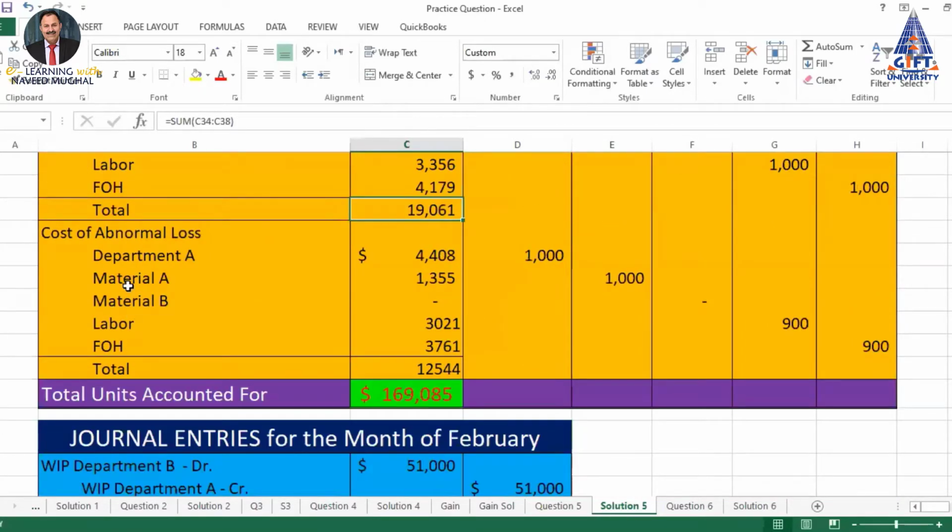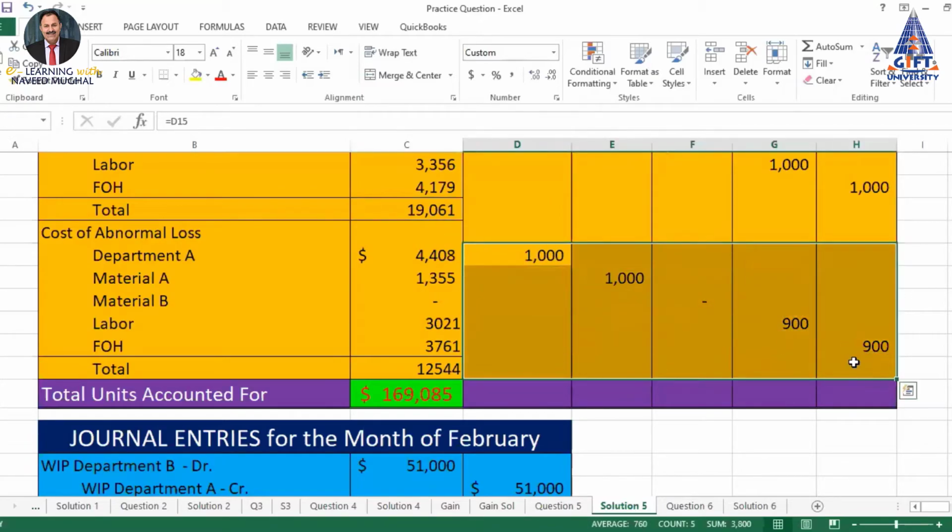And on the other side, we have to calculate abnormal loss as well. Abnormal loss is calculated separately because we have to charge or record that cost in a separate expense account. That's why we will calculate this, because we have different equivalent unit figures over here. That's why we will calculate each cost element separately and then add them up.